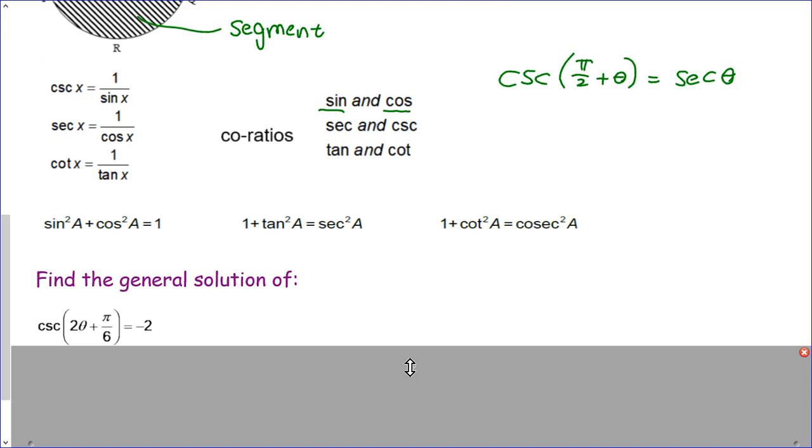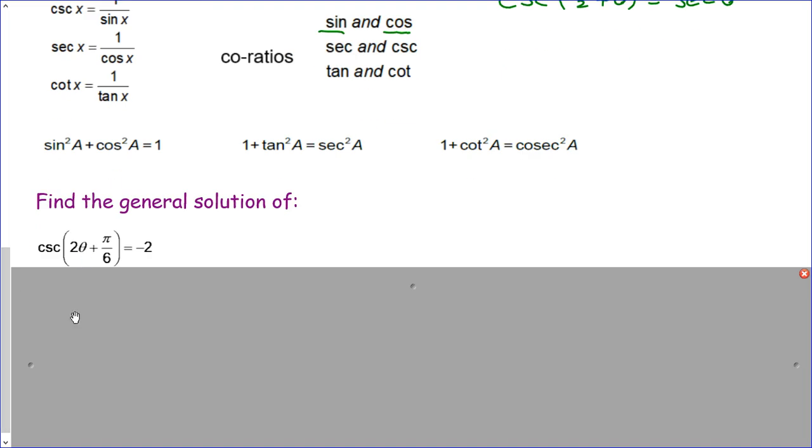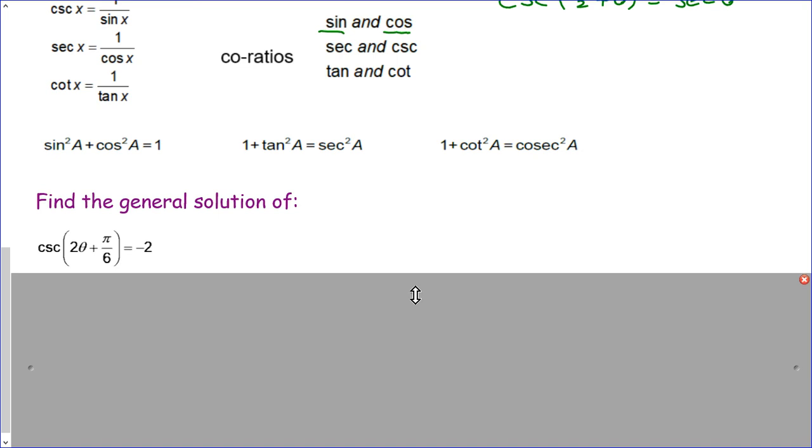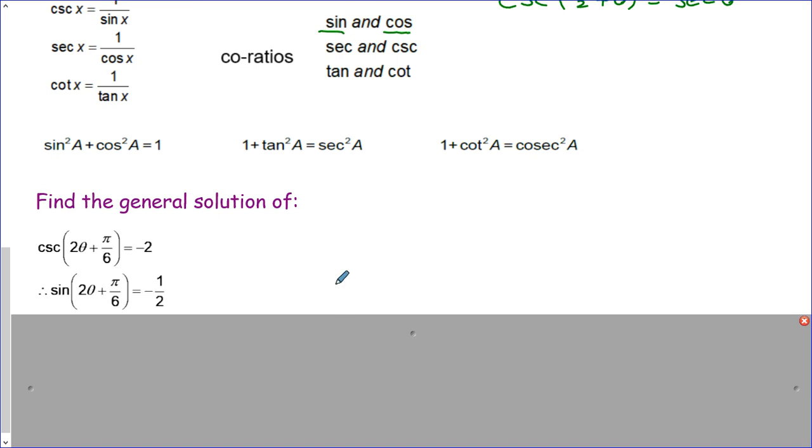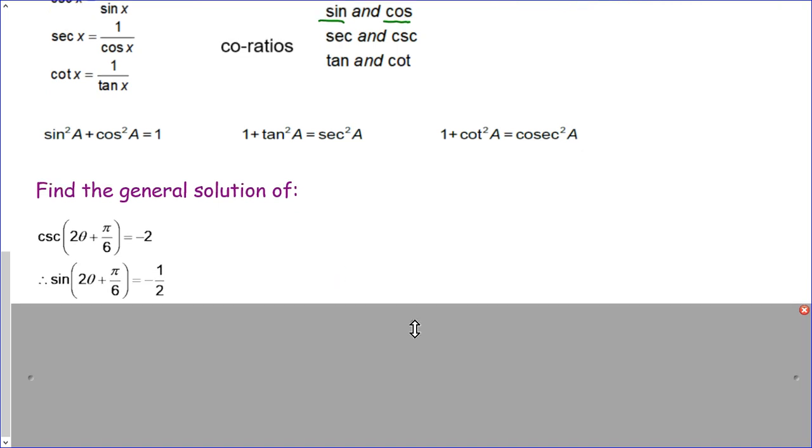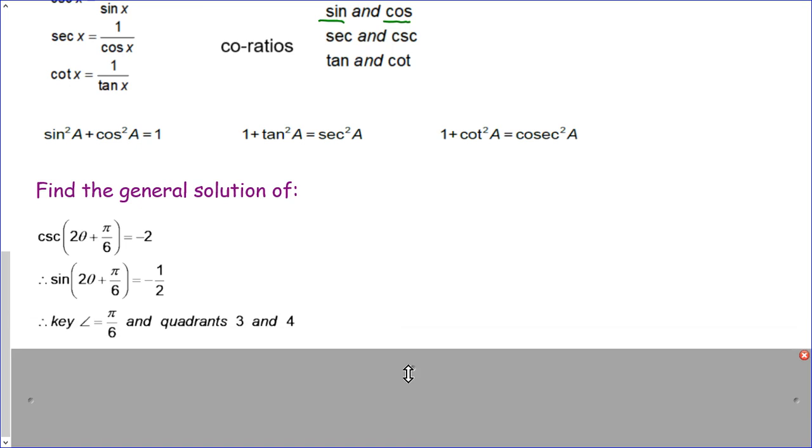Let's just do an example of a general solution of an equation, right? You can't do this if you haven't learned that cosec is the reciprocal of sine, and this is not given on the data sheet. So the first thing we're going to do here is turn both sides upside down, and we've now got sine of 2 theta plus that. We now find our key angle, and we know that our answers are going to be in quadrants 3 and 4, because sine and cosec are both negative in quadrants 3 and 4.